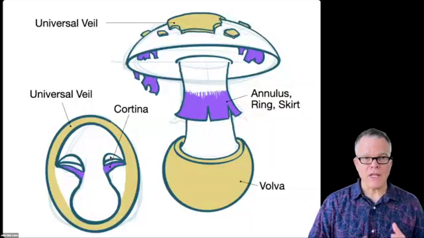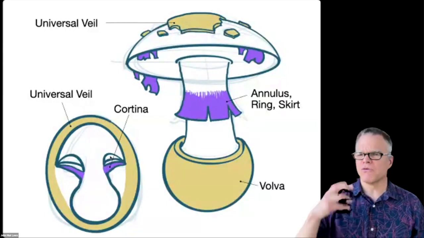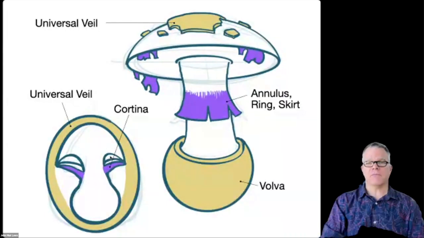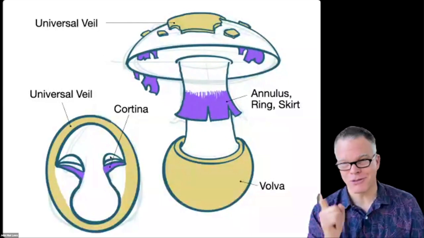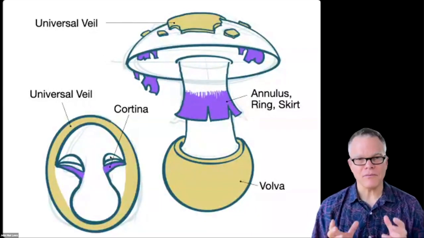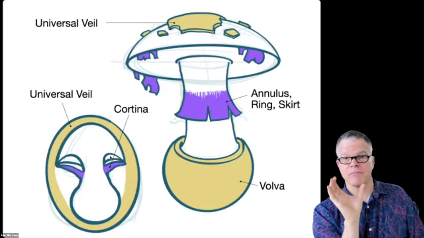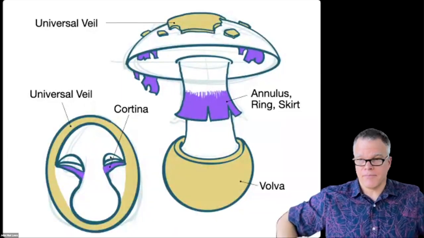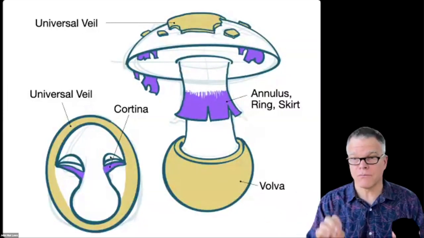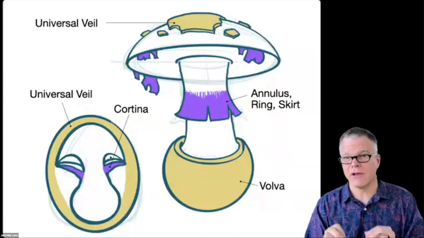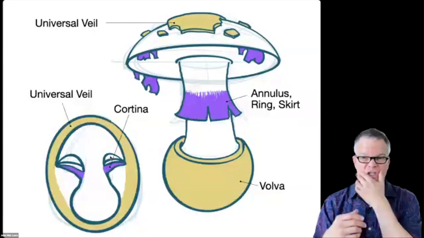So the universal veil is still the universal veil. Sometimes when you get little nuggets up on top, if they're little tiny pieces, then we call those warts. And by the way, mushrooms don't give you warts. The volva is the name for the part of that universal veil that's stuck on the bottom. And the cortina is then the part that becomes the skirt or the ring. Not all mushrooms have a cortina, so not all mushrooms have the ring or the skirt, also called an annulus. Actually, all the different parts of the mushroom, mycologists give them names.